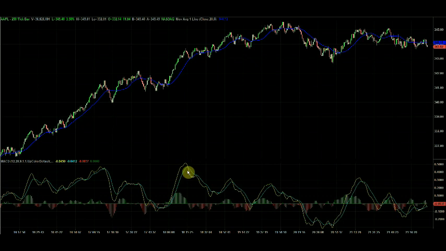Another one is that this is above the zero line, as opposed to these, which are below the zero line. This is essentially an overbought condition, and this is essentially an oversold condition, where you expect it not to go much lower or not to go much higher. Now obviously the price can continue to go up before finally giving in.